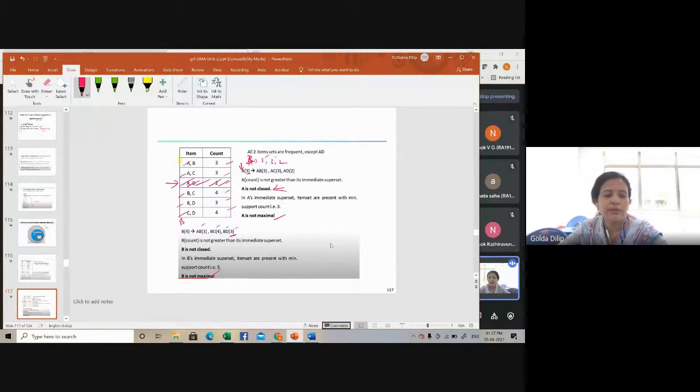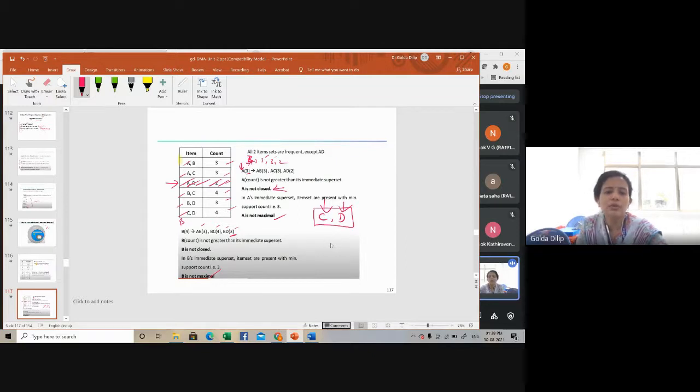Now, for the next two items, since I have done A and B, tell me whether C and D are closed and maximal. We have 4 items totally, right? What will you do next? You will take up C, then generate the immediate supersets of C, and see whether the count is greater than its immediate supersets. If the count is greater, then it is closed. If it is not greater, it is not closed. Do the same for D also.